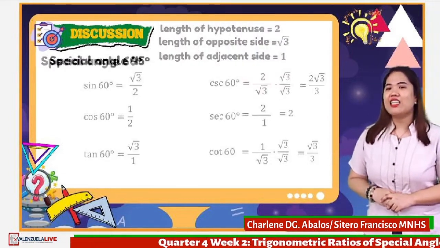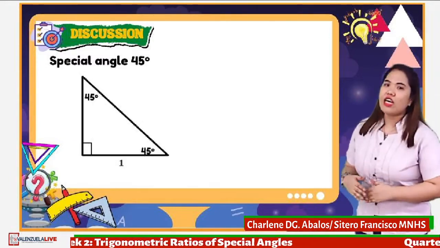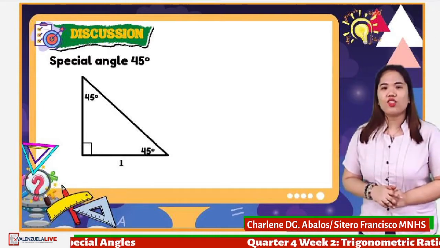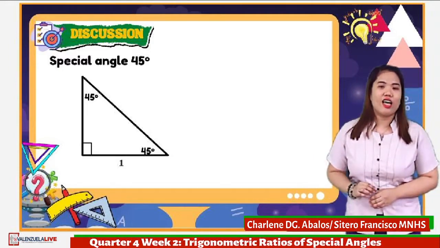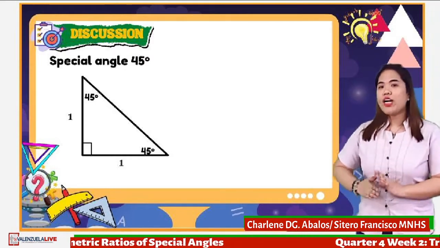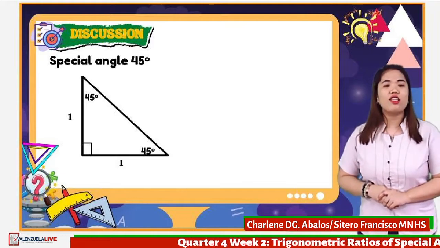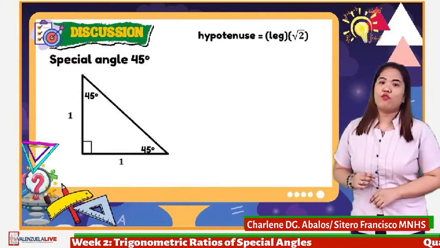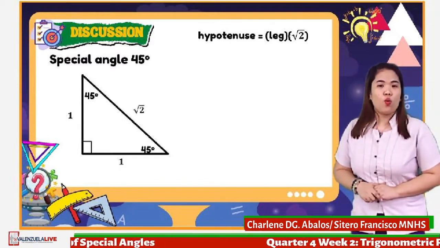Finally, let's get the trigonometric ratio of special angle 45 degrees using 45 degrees, 45 degrees, 90 degrees right triangle. As shown, one of the lengths of leg is 1. Since this is considered as isosceles triangle, therefore, the other leg is also 1. According to special right triangle theorem, to get the hypotenuse in 45 degrees, 45 degrees, 90 degrees right triangle, you will just multiply the leg by square root of 2. So, 1 times square root of 2 is equal to square root of 2.